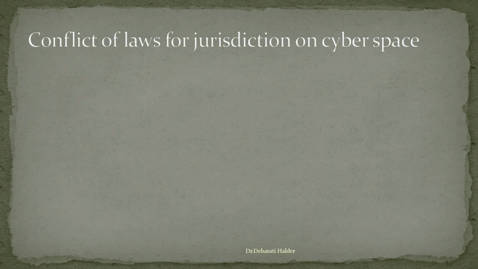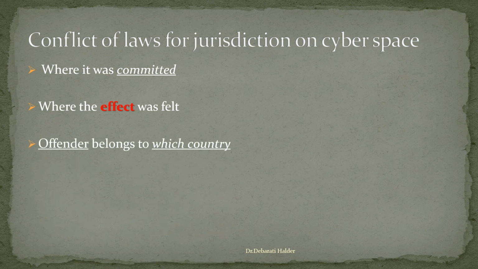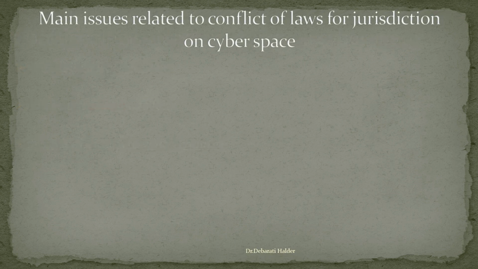Now comes the most important issue, that is, conflict of laws for jurisdiction on cyberspace. The questions which can come up in this regard are where it was committed, where the effect was felt, and which country the offender belongs to. The main issues related to conflict of laws for jurisdiction on cyberspace may include questions such as which country can adjudicate?